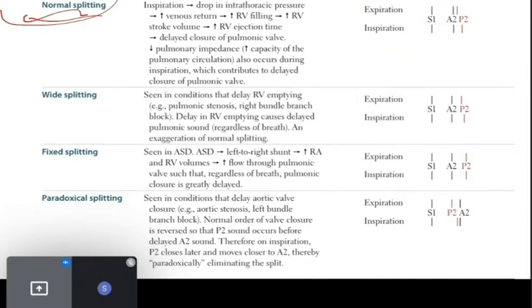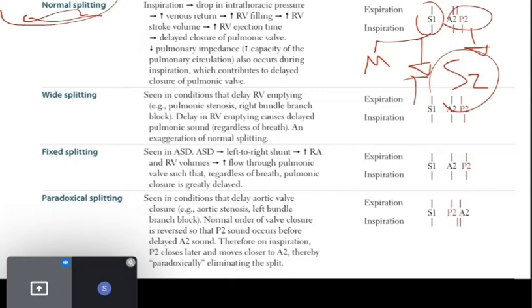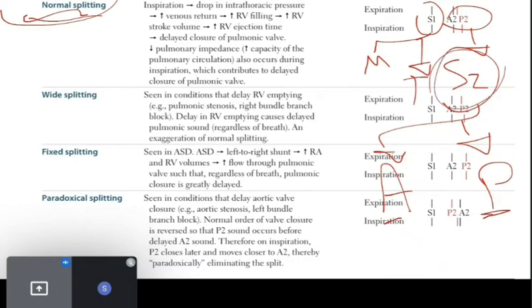We know that we have S1, which is the closure of the mitral and the tricuspid valves. Now, when we talk about A2 and P2, of course it will be the S2, yes? So what we say about the S2 is the closure of the aortic valve and the pulmonary valve. The aortic valve and the pulmonary valve get closed, and this will cause S2. Here we have the aortic valve. When it's closed, we will have the S2 sound. And the P2, when it's closed, we will have the S2 sound.